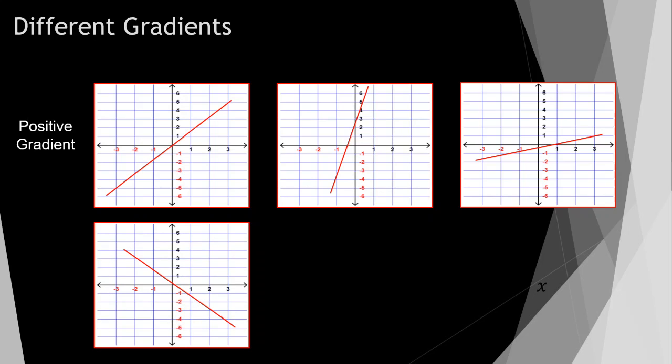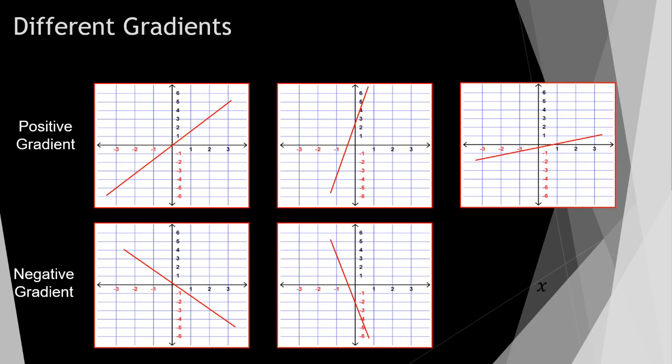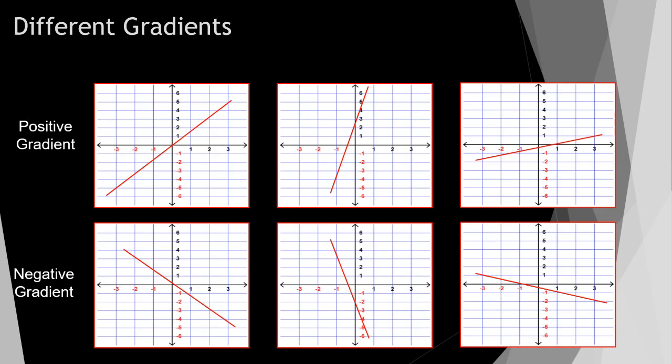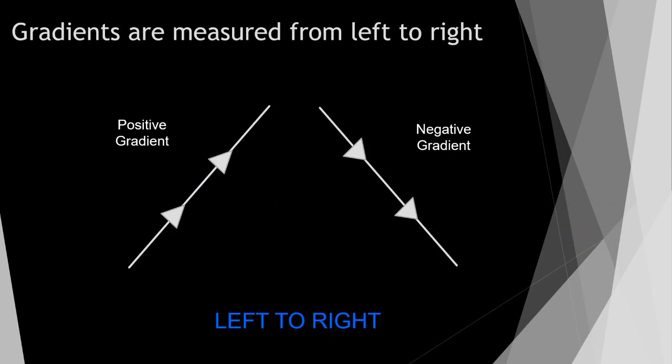Negative gradients look like this. It means as we look from left to right, they are working their way down. So it's almost like positive gradients are uphill and negative gradients are downhill. Just another way to look at this, gradients are measured from left to right, and positive gradients are the ones that are working their way up when we go from left to right, and negative gradients are the ones working their way down.